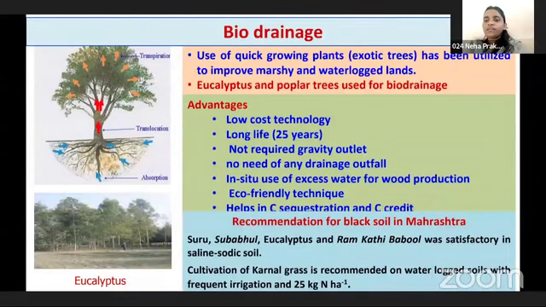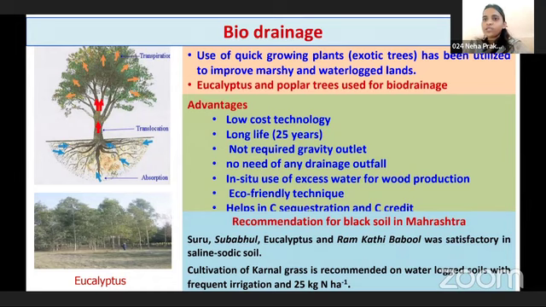As we know, there are many crops present, such as suru, subabul, and eucalyptus. This type of plantation is called biodrainage. These crops have the capacity to accumulate salt in their plant system. So when we cultivate this type of crop in our field, it can improve our soil quality, as well as reduce the salt affected area.